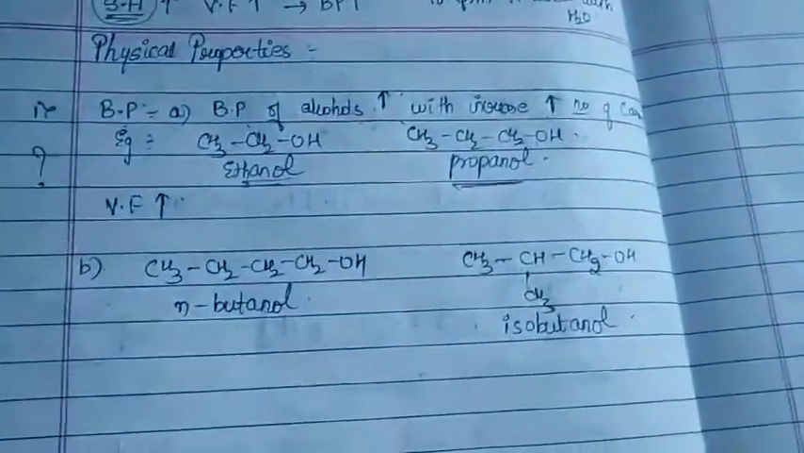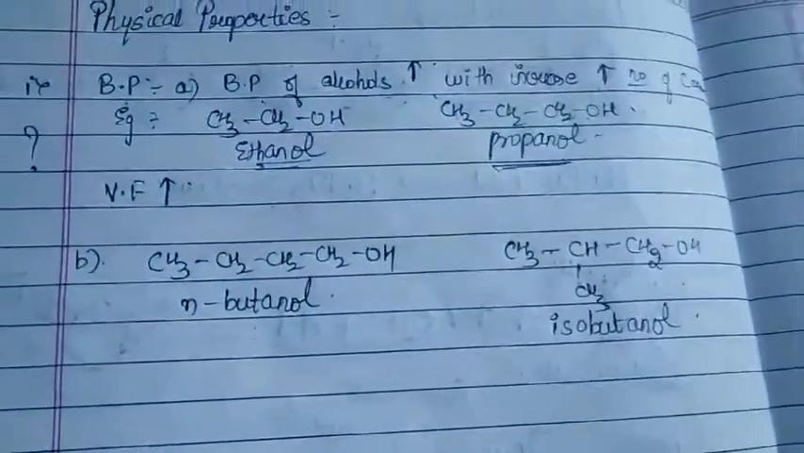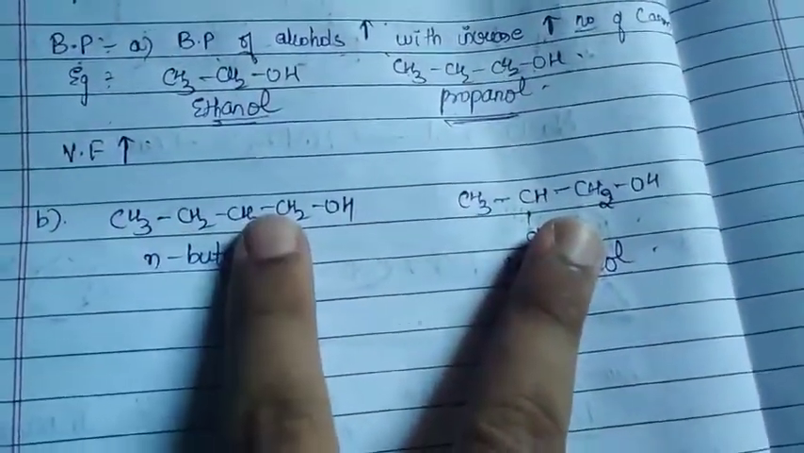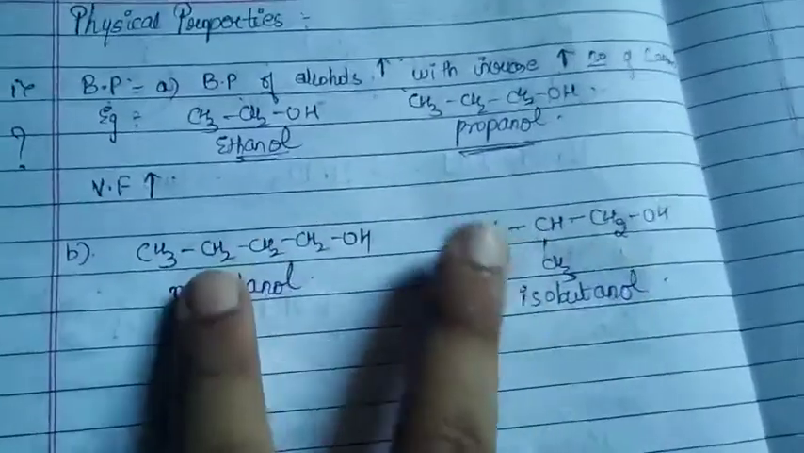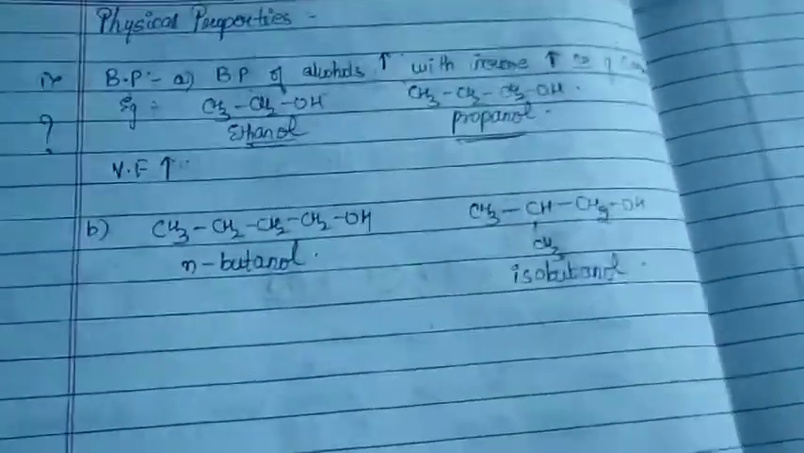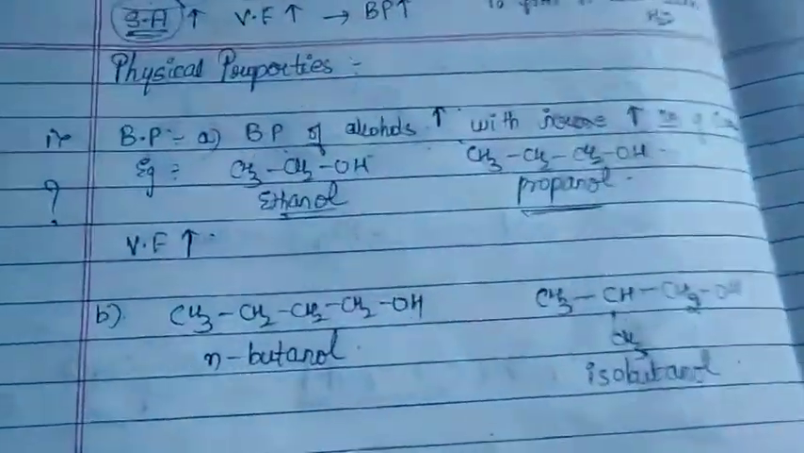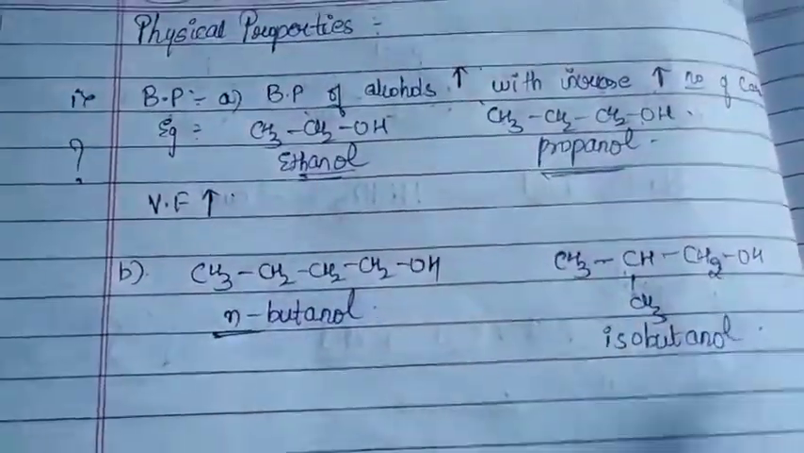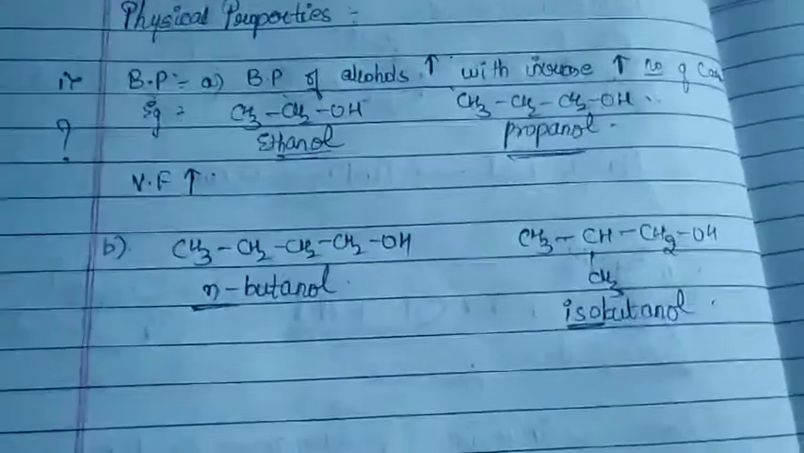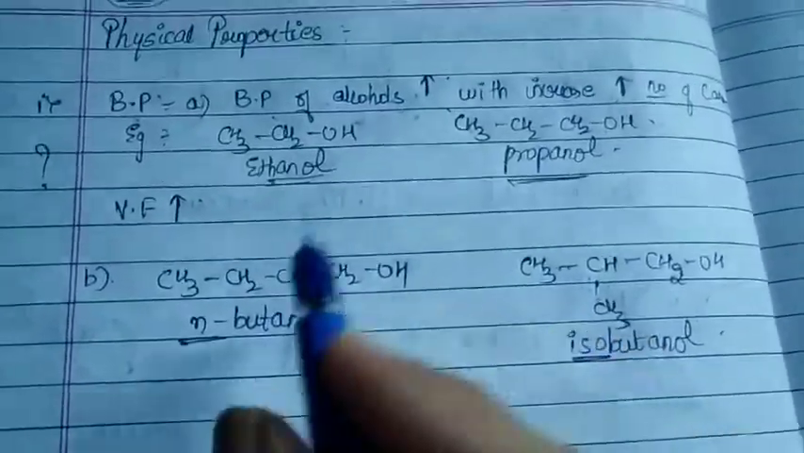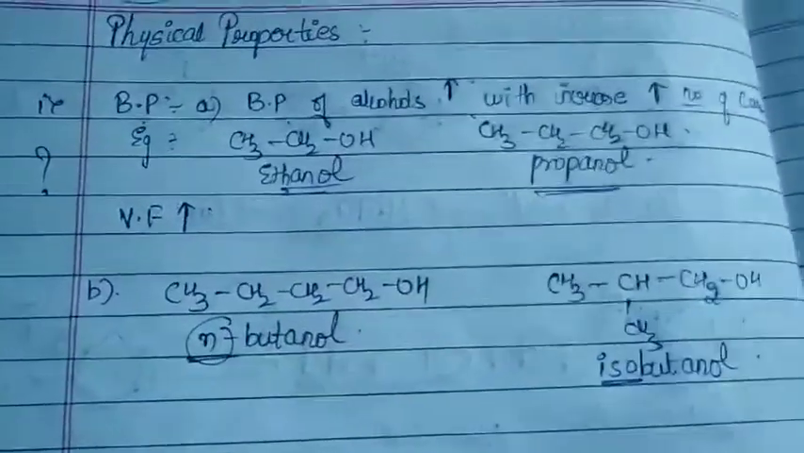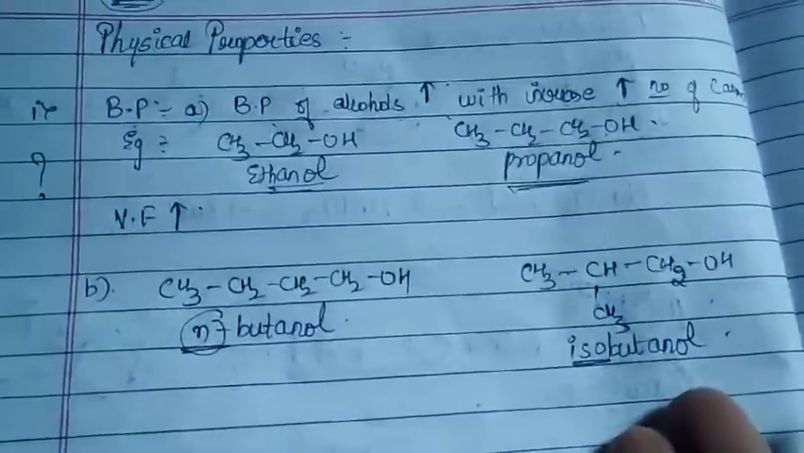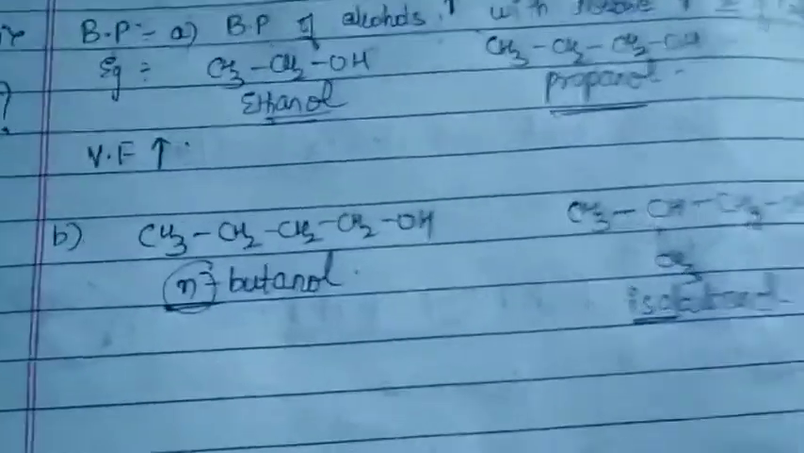One important thing I have to make sure of: of course, these two are isomers. One is a straight chain, another is a branched chain, so they come under the category of structural isomers. But in most cases, some pupils have a doubt: why are we using n over here and why are we using iso over here? Let me clear that part. Here n means normal, that is a straight chain, whereas iso means an isomer. Then how to write it?